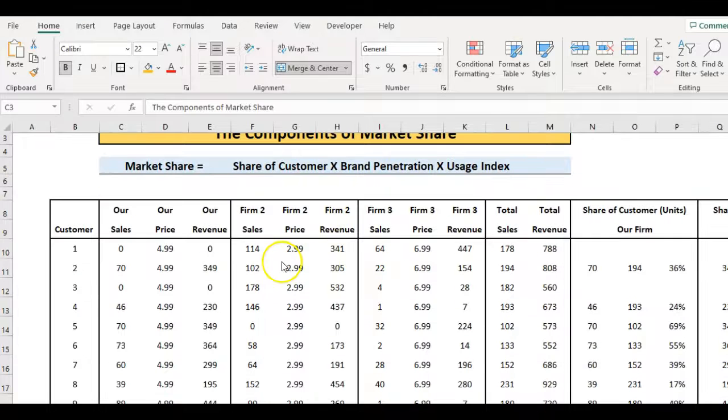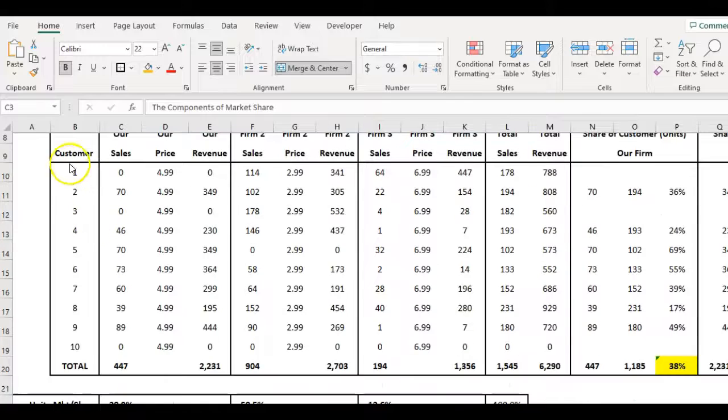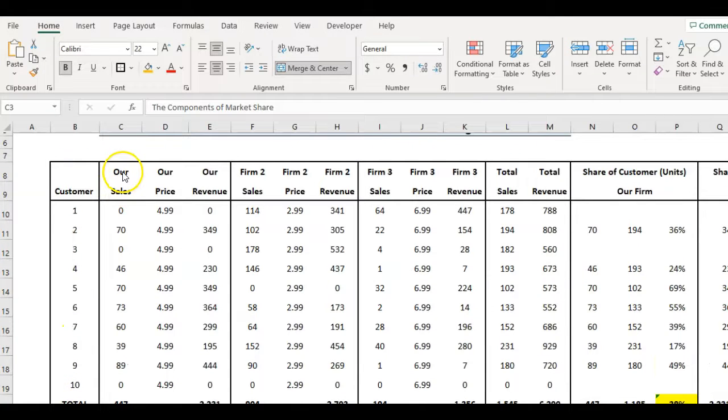Now, here is a spreadsheet. I'm in Excel, as you can see, and I've just got 10 customers listed there. And what I've done for our company, firm 2 and firm 3, so I'm only working with 3 firms in the marketplace. I've captured this information most probably from a retailer with their loyalty program or some sort of customer database and some sort of data sharing situation to have this level of detail.